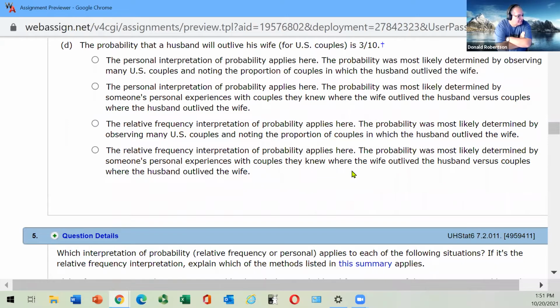The probability that your husband will outlive your wife, and this is for American couples, is 3/10. Where do you think that comes from? Relative? Yeah. I'm assuming that they know married couples and then one of them dies and they know if it's a male or female or whatever, and they've got that.